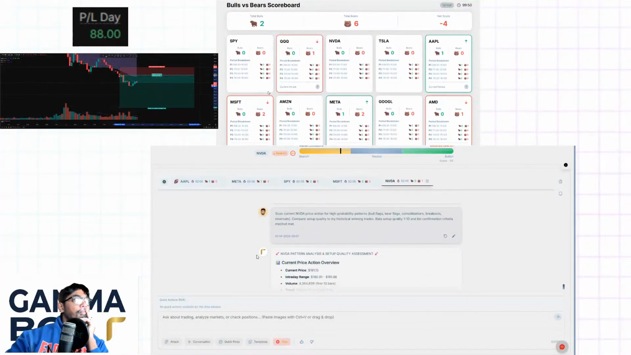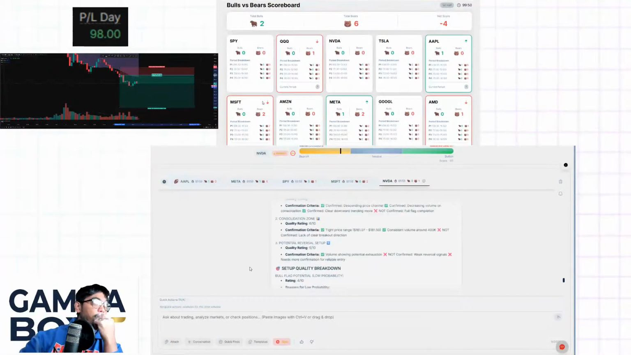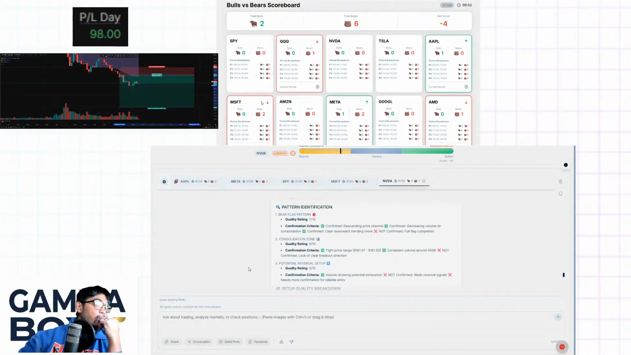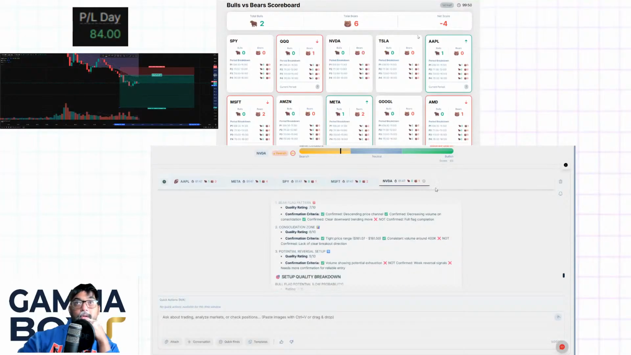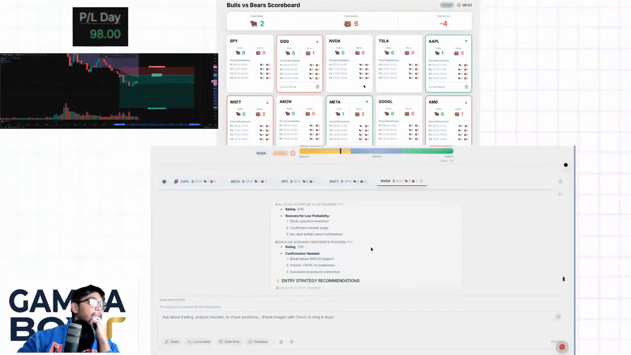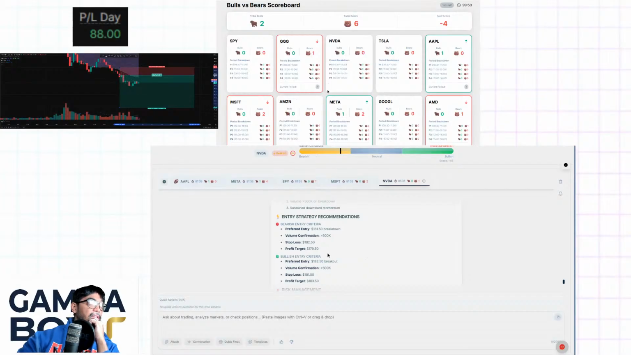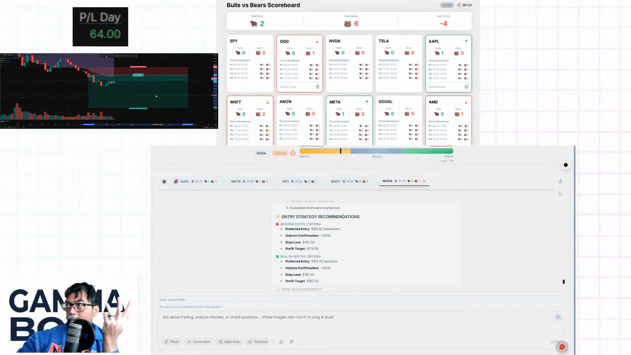So current price is 181. Intraday trading range 180 to 186. Volume first 10 bars. So right now it is, of course, a bear flag, 7 of 10. Descending price channel, not confirmed, full flag completion. So profit target is 179.50. So I'm going to hold right now. I'm up for the day, so I'm not too concerned.